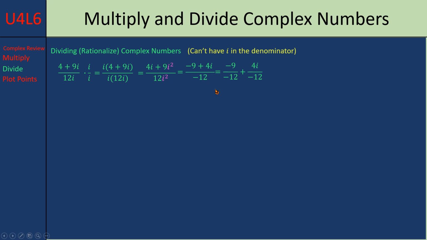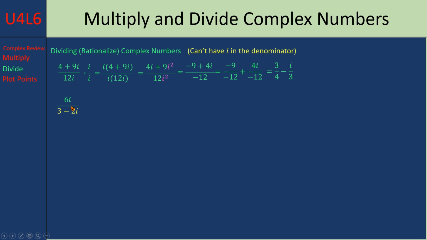And then I'm going to split this up. You could do this. For me, I don't really care if you do this or not. But typically, you want to split this into a real part, imaginary part. So you split this into two different fractions. Real part, -9 over -12, and then 4i over -12. And then you simplify that. I get 3/4 minus i over 3. So I cancel the 4 with the 12. And the negative here makes this a negative. Right?